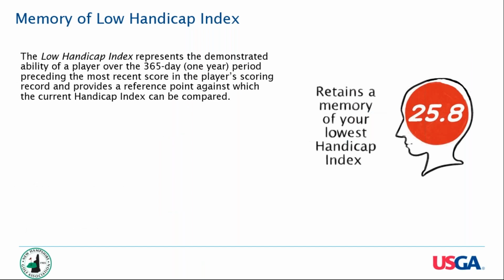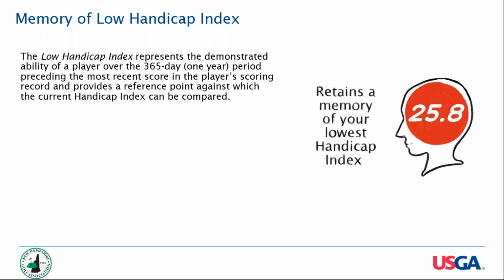So, the memory of the low handicap index. This is going to be tied to the soft cap and hard cap procedures. The low handicap index represents the demonstrated ability of a player over the 365-day period preceding the most recent score in the player's scoring record and provides a reference point against which the current handicap index can be compared.